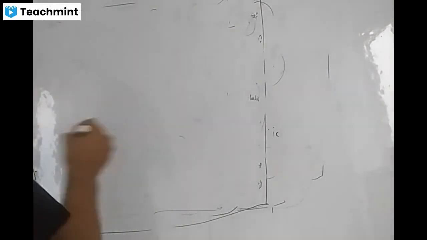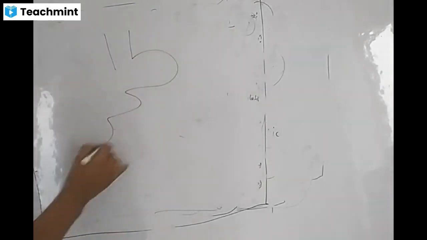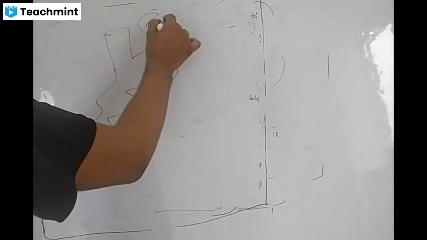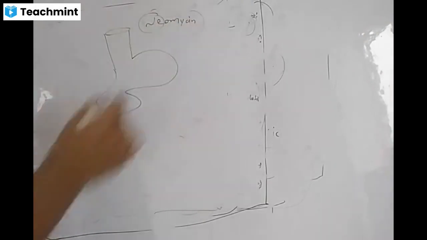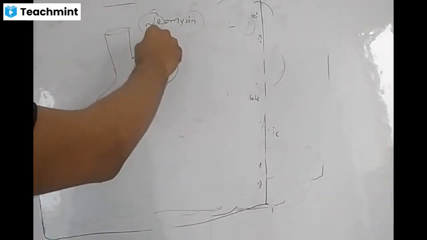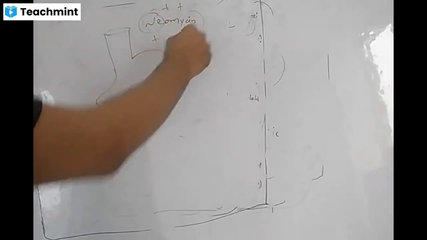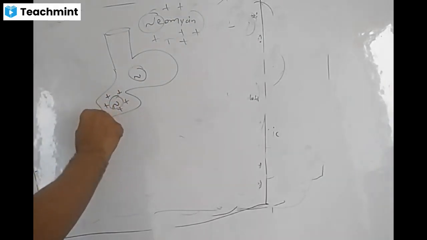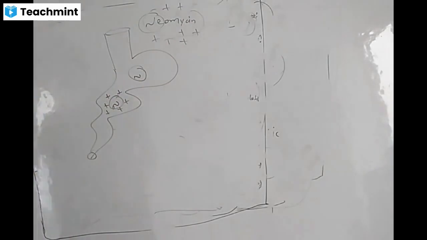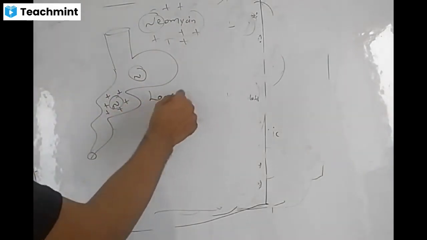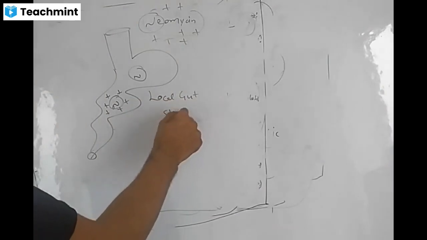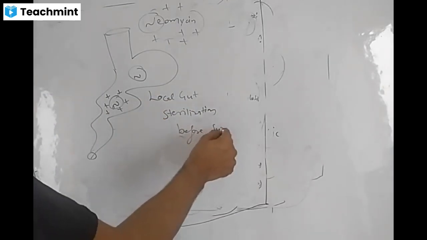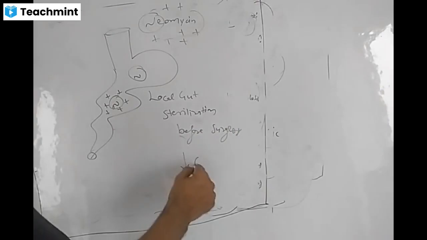Then one more with neomycin. Suppose this is your neomycin. As aminoglycosides are polar molecules having positive charges, the neomycin enters into the GIT. So we use neomycin powder for local gut sterilization before surgery to reduce the contamination load.